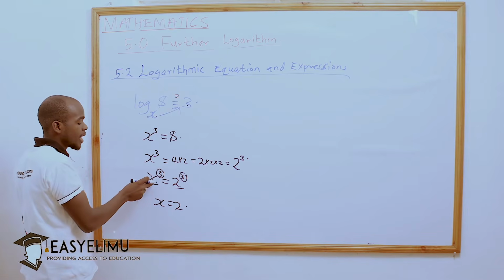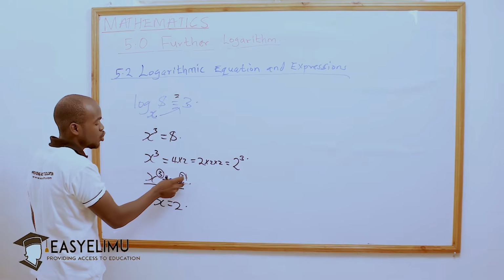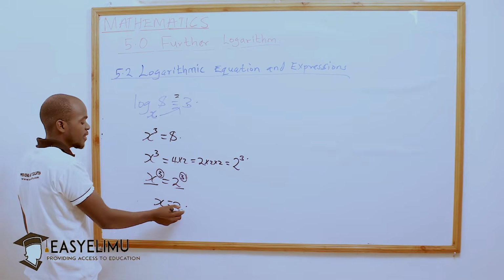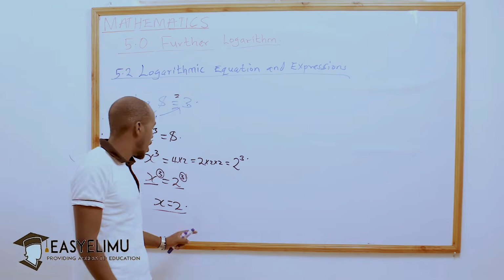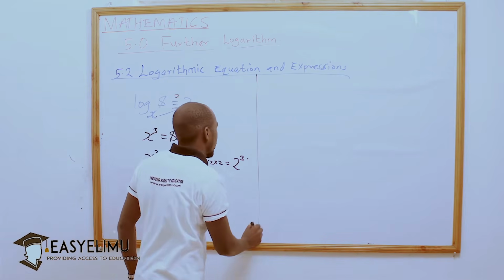In that, if you take x cubed, you should get 2 cubed. So that means whatever is missing, x is equal to 2. So we have found that x there is equal to 2.